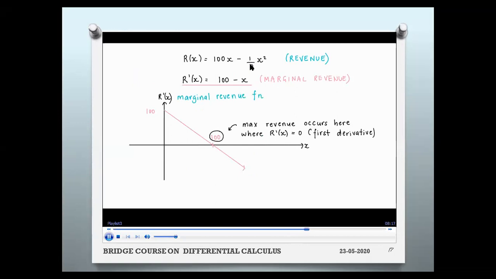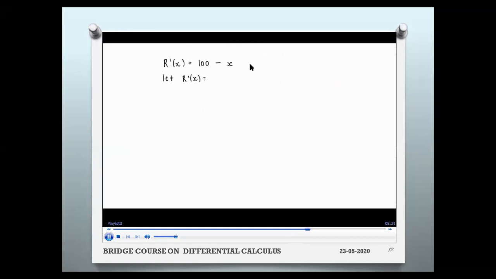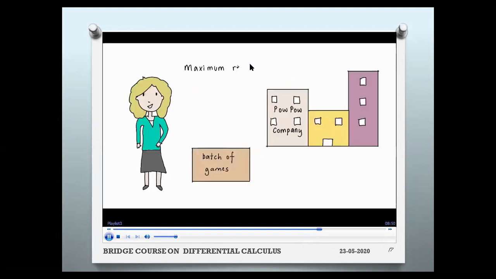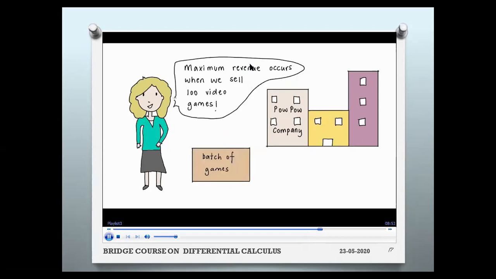If we find the maximum revenue from the first derivative algebraically, we need to let the first derivative equal zero to find the maximum x point, or maximum number of video games, first. Letting R'(x) equal zero, we get 100 minus x equals zero, and solving this, x equals 100. Substituting x equals 100 back into the revenue equation to find the actual revenue for PowPow, your revenue is R(100), which equals 100 times 100, minus a half times 100 squared, which equals $5,000. This means that the rate of production resulting in maximum revenue occurs when the number of video games sold is 100, resulting in a total revenue of $5,000.